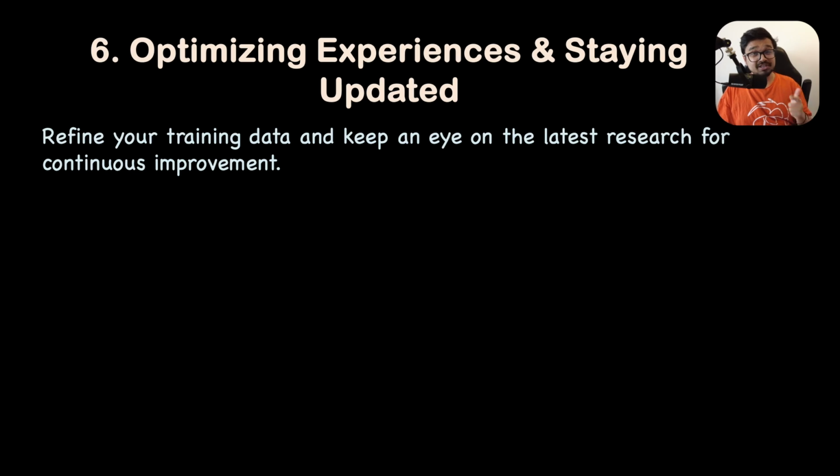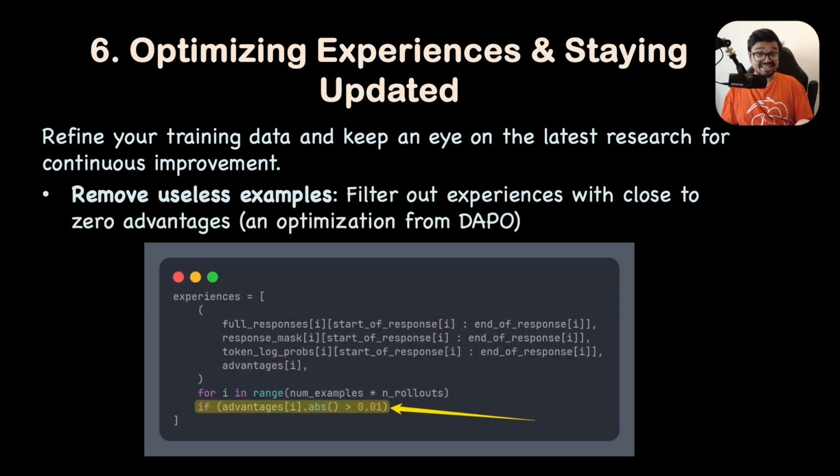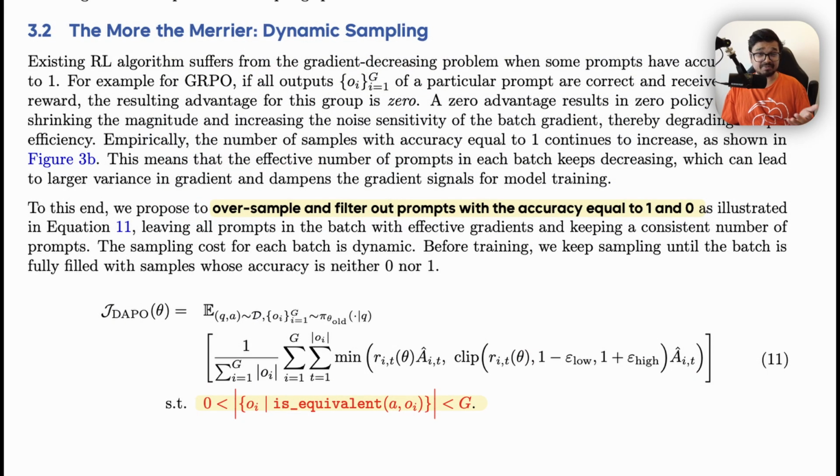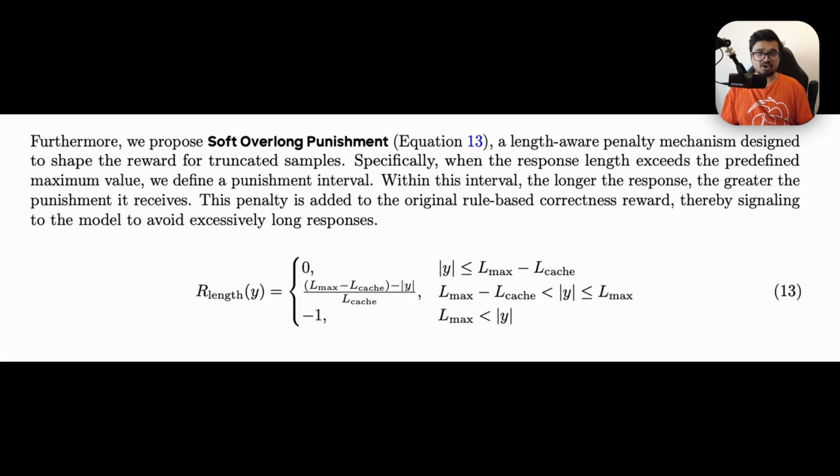6. To remove useless examples from your experiences, you can remove experiences that have close to zero advantages altogether. This is another optimization mentioned in one of those papers. There are new papers coming out every day on this, and they are finding more and more about reasoning and optimization, from updating the clipping loss to be asymmetric to adding penalties for extremely long generations and reward shaping. So be on the lookout and stay close to the literature.